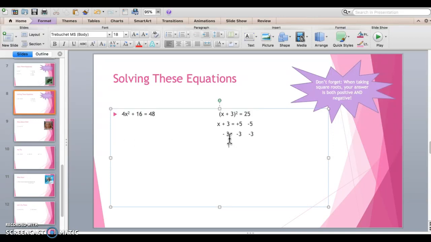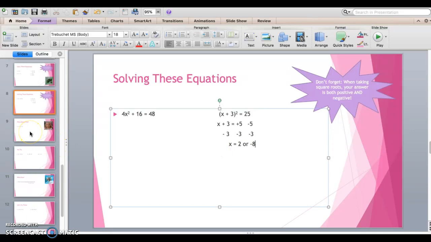On this side, I just have x. On the other side of my equal sign, I've got 5 minus 3, that's 2. Or for my other one, negative 5 minus 3, that's a negative 8. So we talked about how this answer was 2 or negative 8.